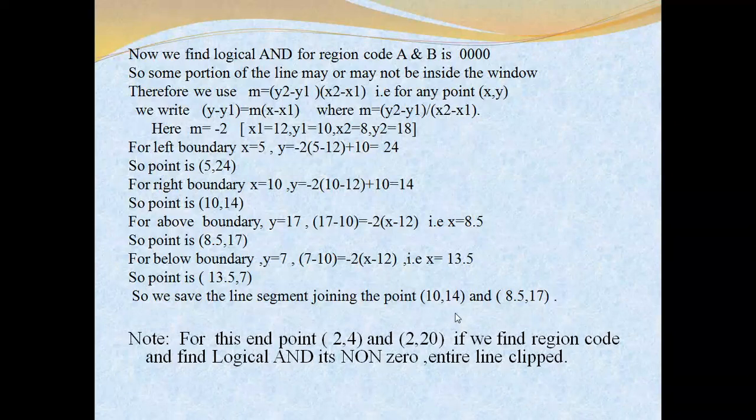Similarly, we find this for another line, 2, 4 and 2, 20, for the same window region, and perform the logical AND. If it gives a non-zero value, then the line is rejected. Otherwise, if it gives 0000, we calculate the intersection point.